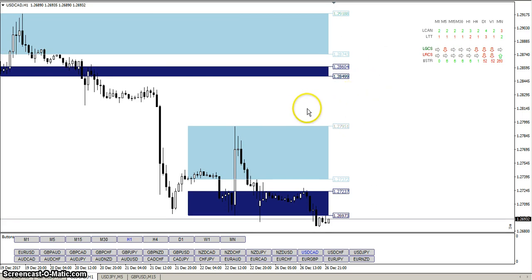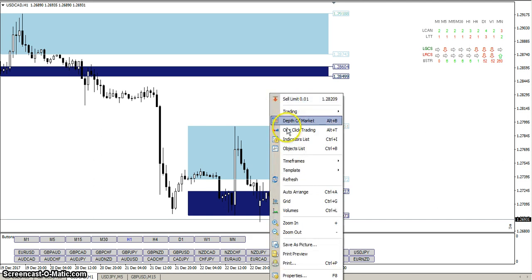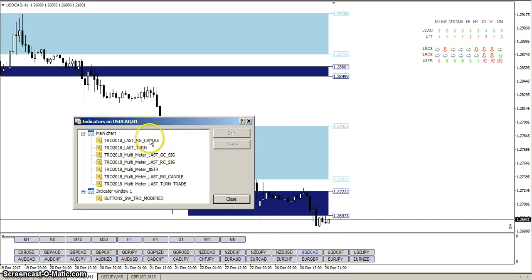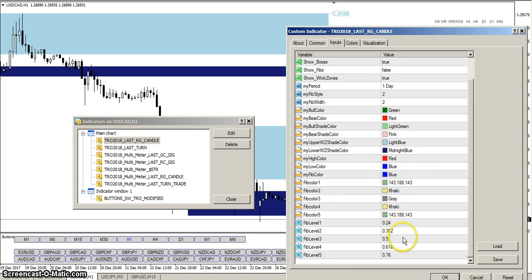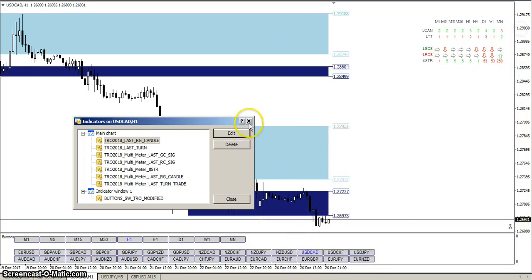So that's one of the indicators that's available. And also, let's see, what else do we have in here? I think that's pretty much it. And you can specify your colors, of course, and your fib levels, or you can use whatever levels you want there.